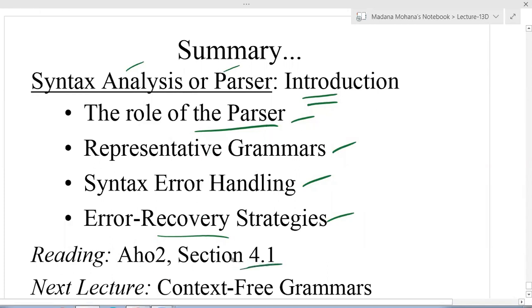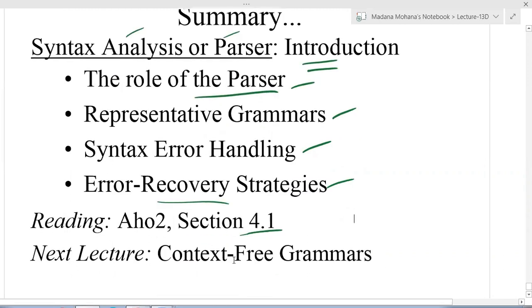In the next lecture, we will come up with a new topic, which is context-free grammars, CFG, which we studied in formal language and automata theory. Again, we will recall all the concepts: definition of the grammar, derivations, types of derivations, then parse tree construction, then ambiguity, then elimination of ambiguity. All these concepts we will study again in context-free grammars. Now I stop here.